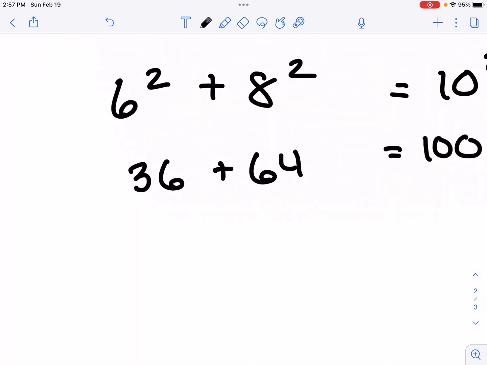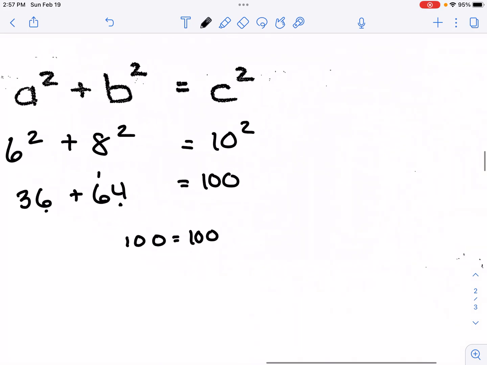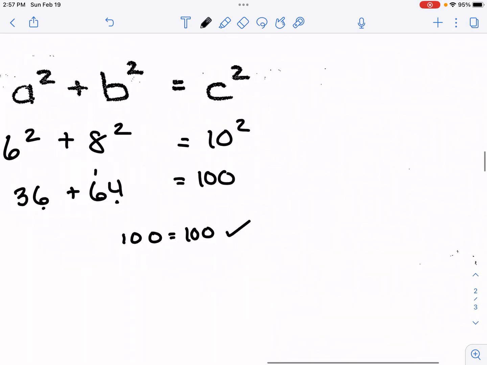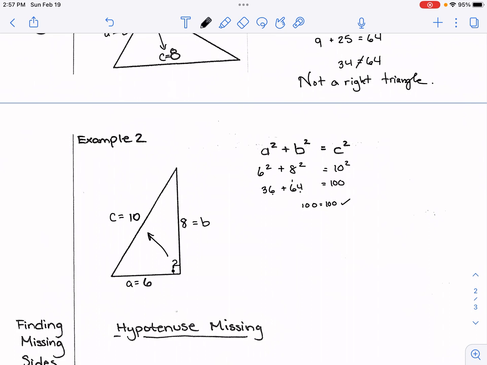If you add the left side, let's add our ones place. 6 plus 4 is 10. So we could put a 0 here. You'd have to carry the 1. 30 plus 60 is 90, plus that extra 10, 90 plus 10 is 100. So we have a true statement here. When you have that true statement, this tells us that this triangle has a right angle, so it is a right triangle.